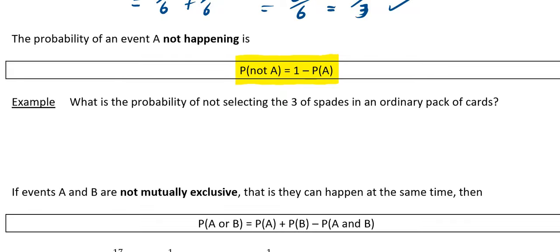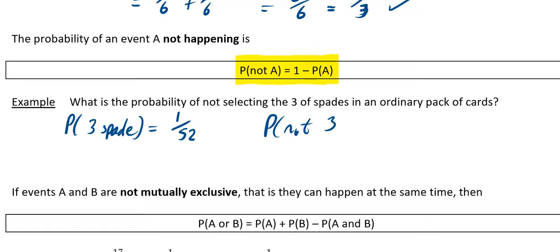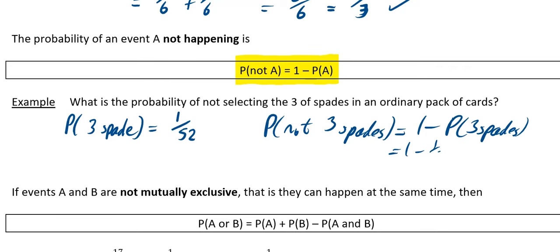In this example, what is the probability of not selecting the 3 of spades in an ordinary pack of cards? First of all, let's work out the probability of actually getting the 3 of spades. The 3 of spades is one single card, so that's one card out of 52. So the probability of not the 3 of spades is equal to 1 minus the probability of the 3 of spades, which is 1 minus 1 over 52, which is 51 over 52.